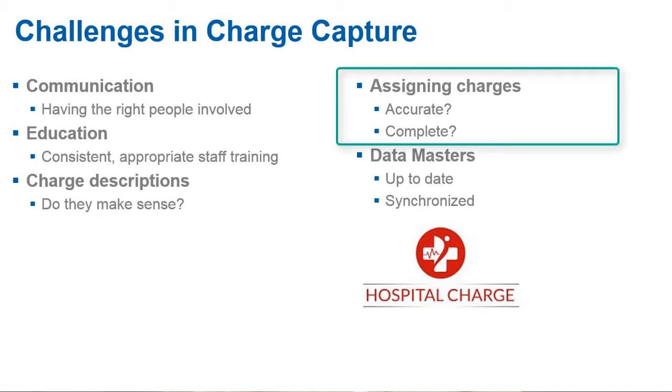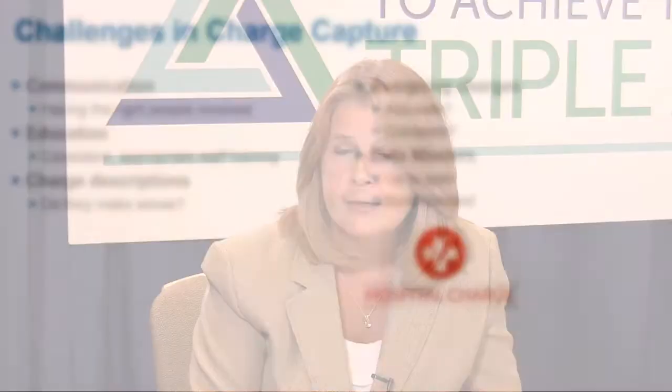Assigning charges. Are they accurate? Are they complete? We talked about this in our prior presentations. We're going to talk about this again. Going back to that hip example, it's just not good enough to put the implant on the page. You have to make sure you got the insertion of the implant. If there's any other linked charges, when the charges occurred, where they occurred from a departmental standpoint, that's important as well to get that revenue code accurate.